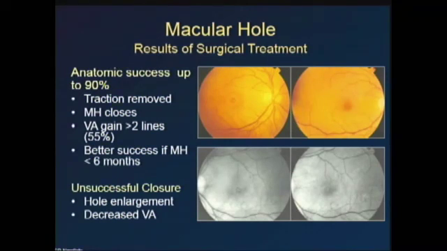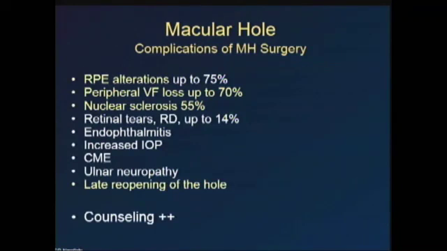With people who have experience, there's a 90% closure rate. If it doesn't close, the holes will remain open, of course, and they may enlarge, okay? But of course, again, this is surgery, so people have to be counseled properly. You can have RPE alterations centrally at the macula. You can have visual field loss. This happens a lot, actually.